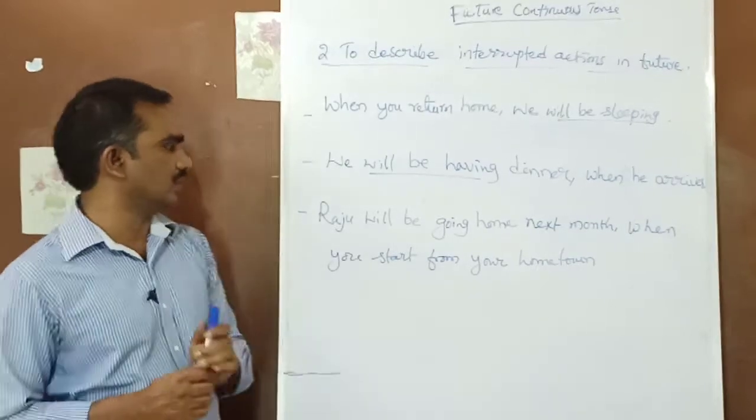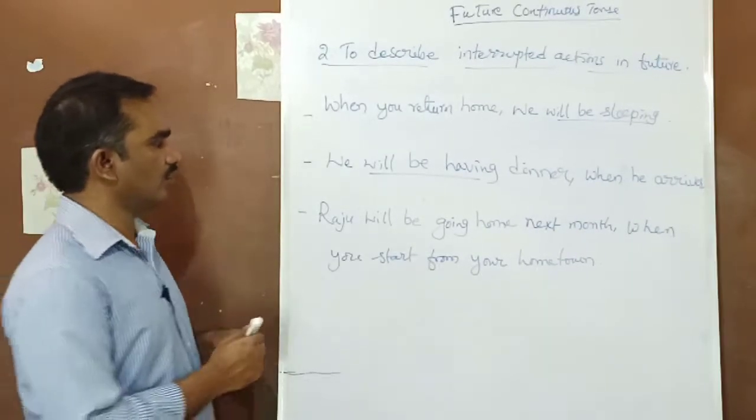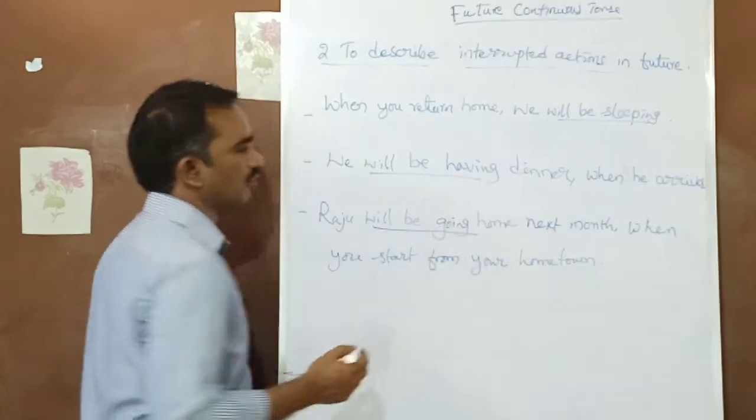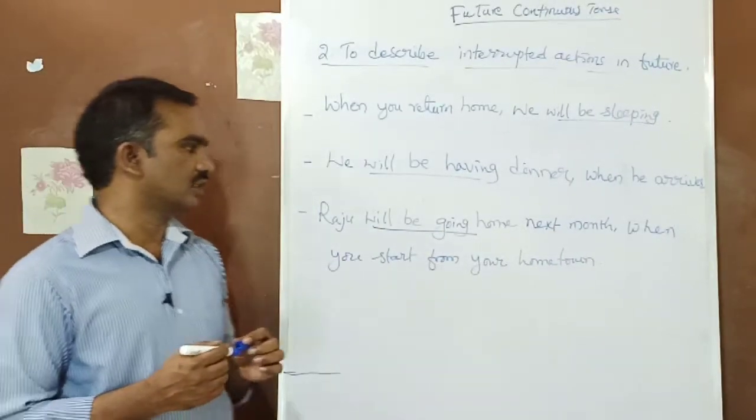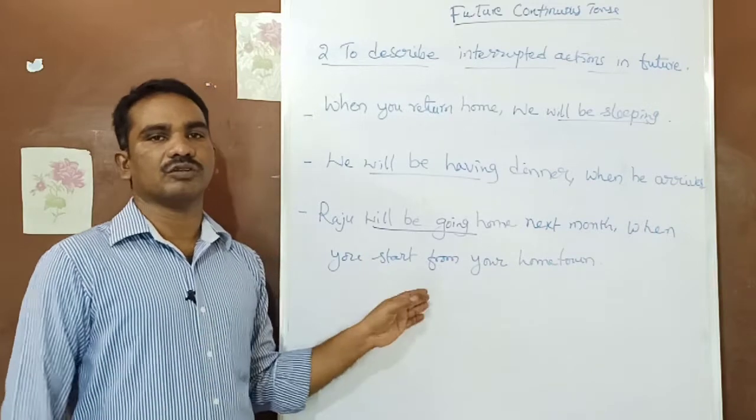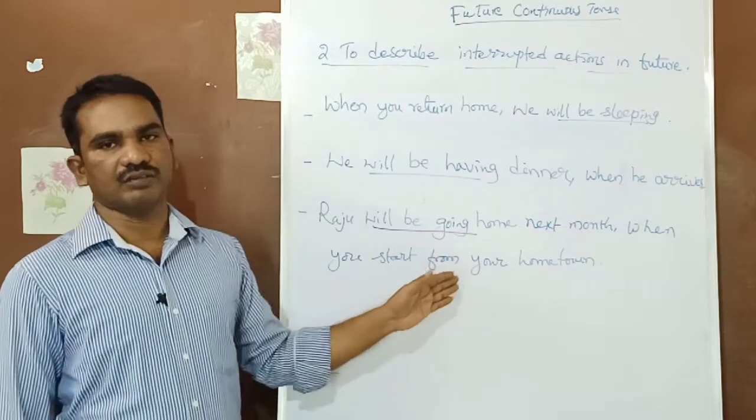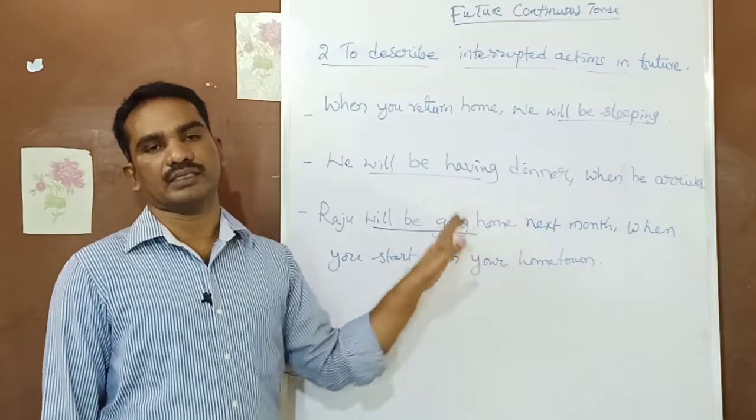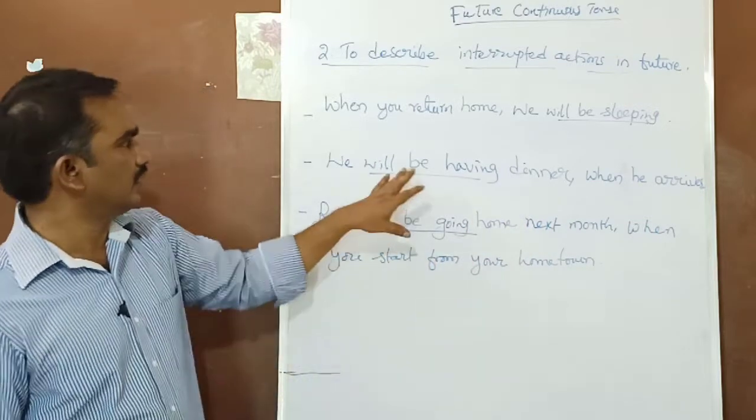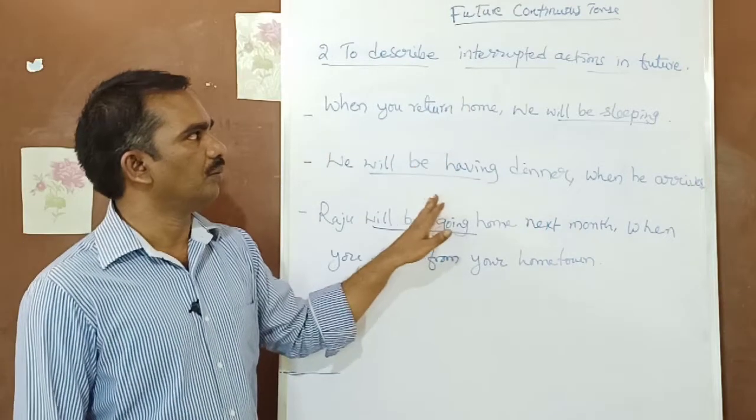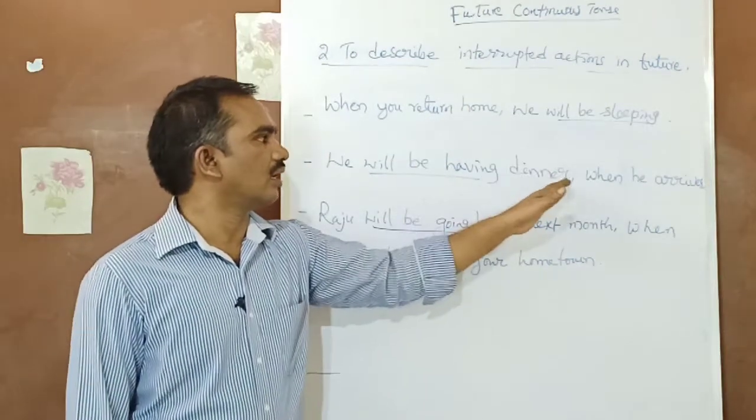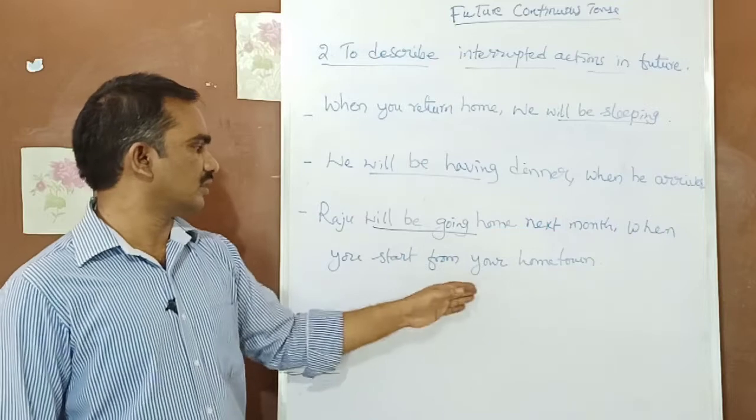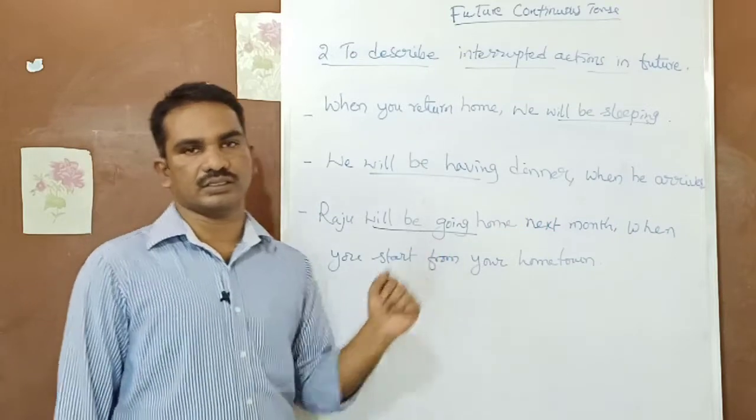Look at the third example. Raju will be going home. Raju will be going home next month when you start from your hometown. So you are still at home. So when you come back home, Raju will be going home next month. So these actions will be in progress, and these are interrupted by the arrival, return and the start, etc.